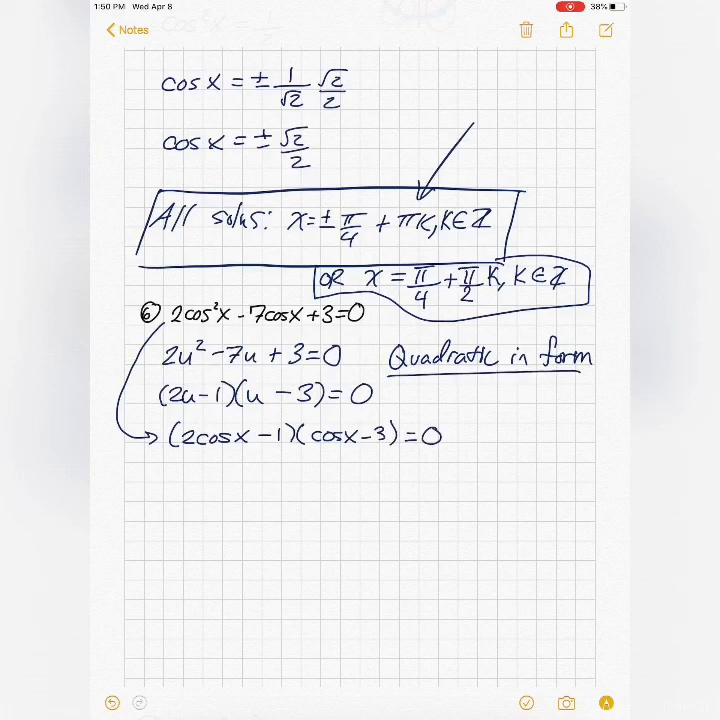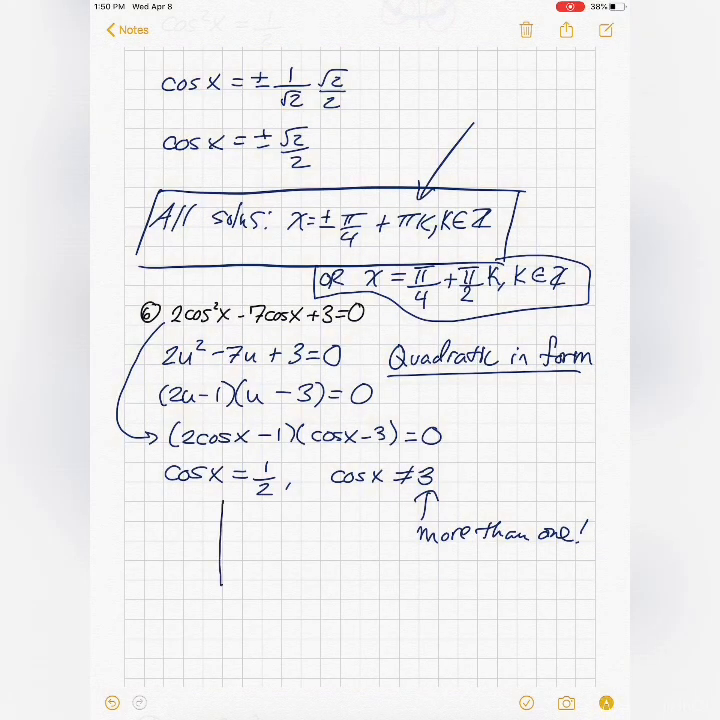So really what we're saying here then is that either cosine of x is a half, or cosine of x is 3. Now cosine of x is not 3, right? Because that quantity is more than 1. It's impossible. So it must be true that cosine of x is a half. So then same as before. Not a very nice circle, but there are my 2 points, okay?